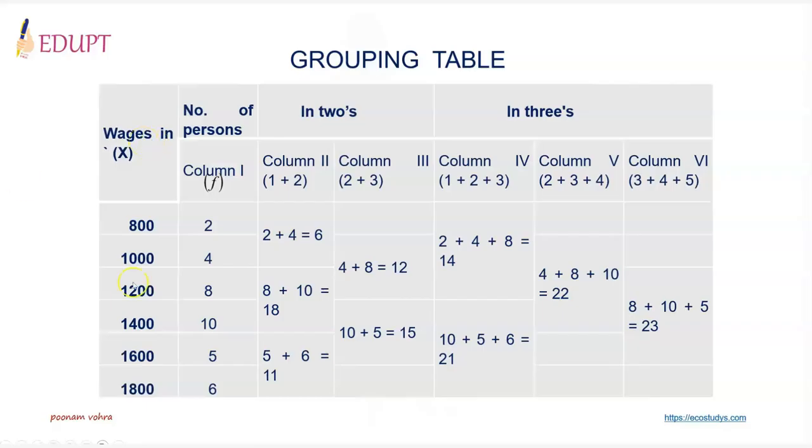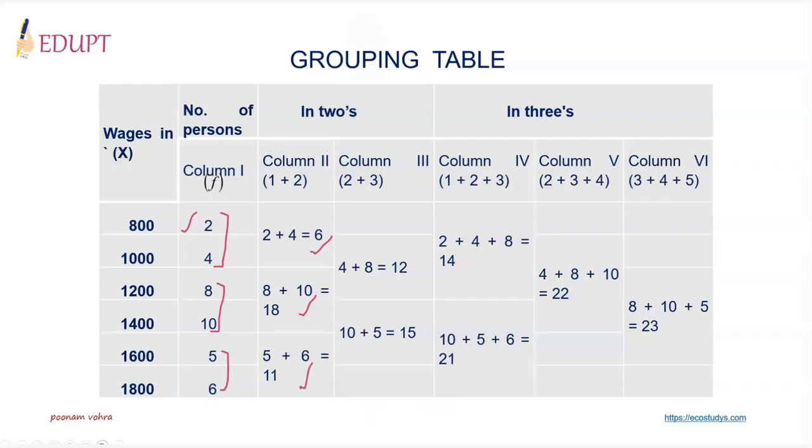We have the first column as wages, that is variables, and later on all the columns are meant for frequencies. In the first column, column 1, frequencies are given as in the question. Then in the second column, that is a combination of first and second frequency, that is 2 plus 4, 6. Next grouping, 8 plus 10, 18. Third grouping, 5 and 6, 11.